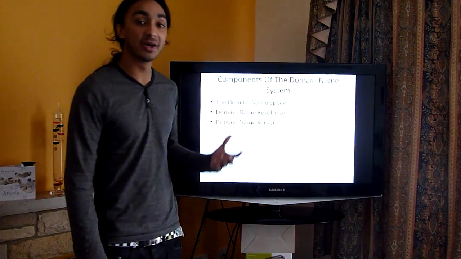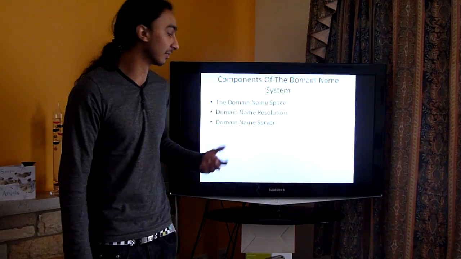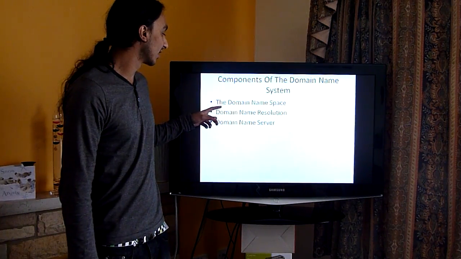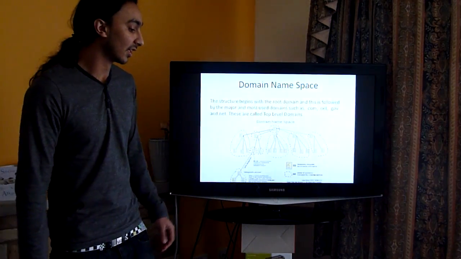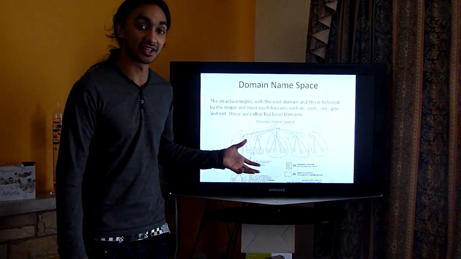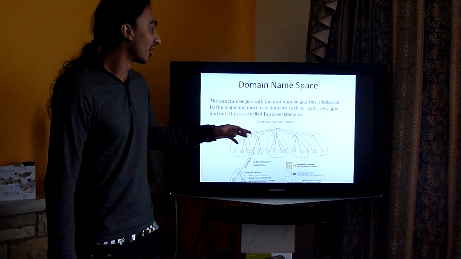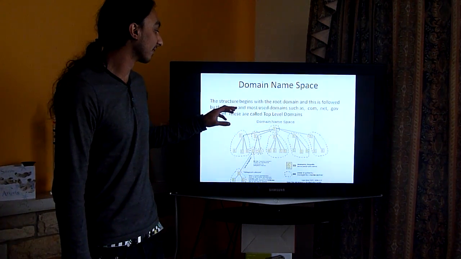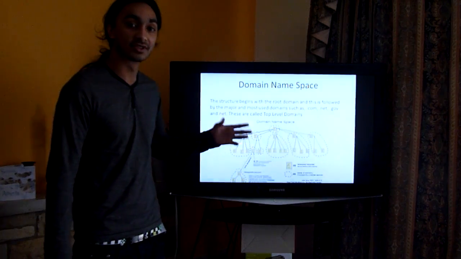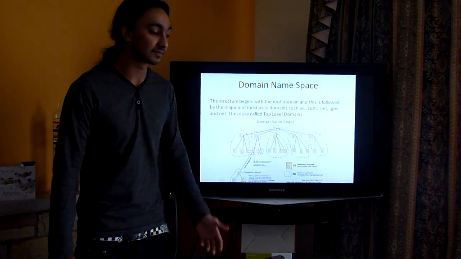There are three main components to the domain name system. These are the domain name space, domain name resolution and the domain name server. The domain name space is a tree-like structure. It starts at the top with a root domain and is followed by several top-level domains such as .com, .gov, .co.uk.